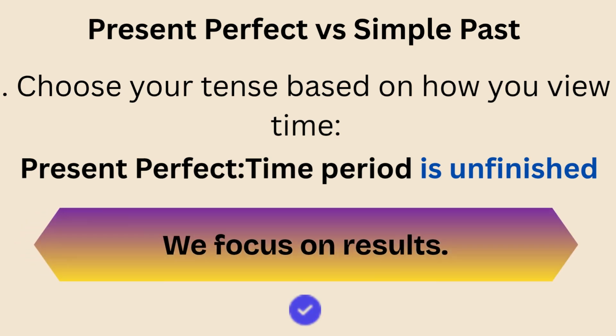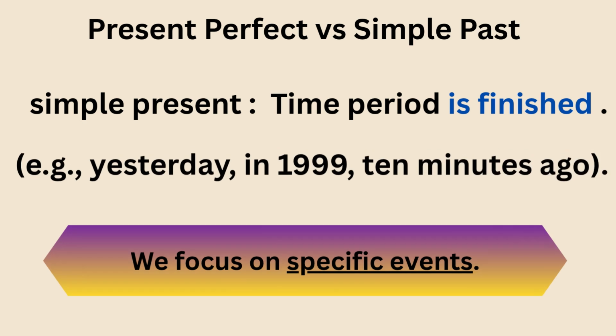Difference between present perfect and past simple. Present perfect, time period is unfinished and we focus on results. However, simple past, time period is finished. Example like, yesterday, in 1999, 10 minutes ago.